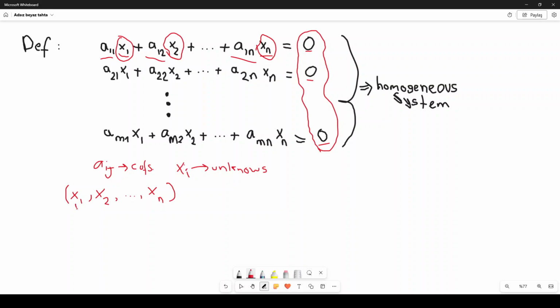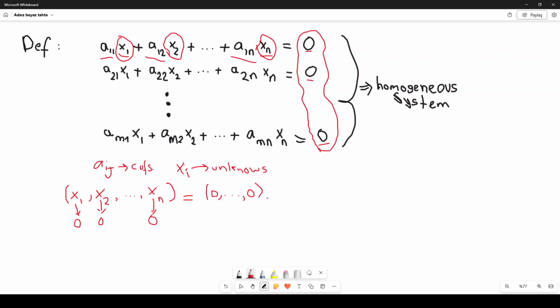One absolute solution is that suppose I take all the values equal to 0. If I take the values of all the unknown variables equal to 0, does this tuple satisfy the equations at the same time? In other words, I have an n-tuple which includes only zeros.